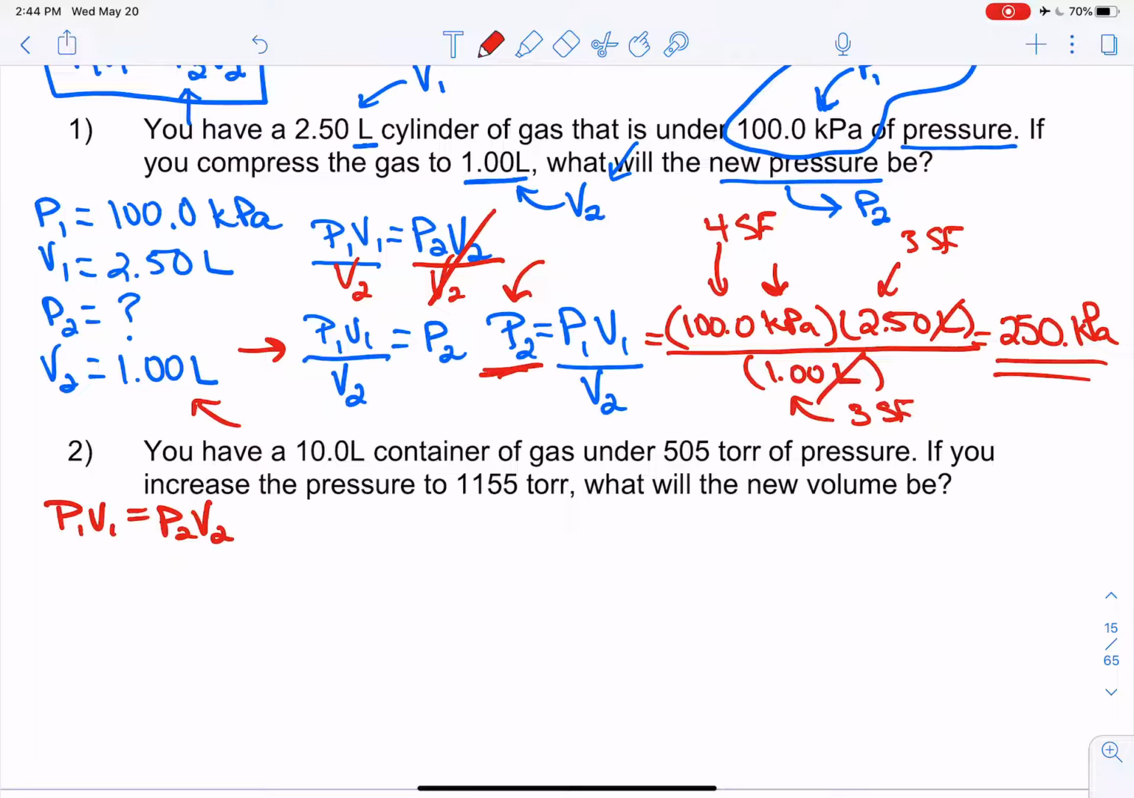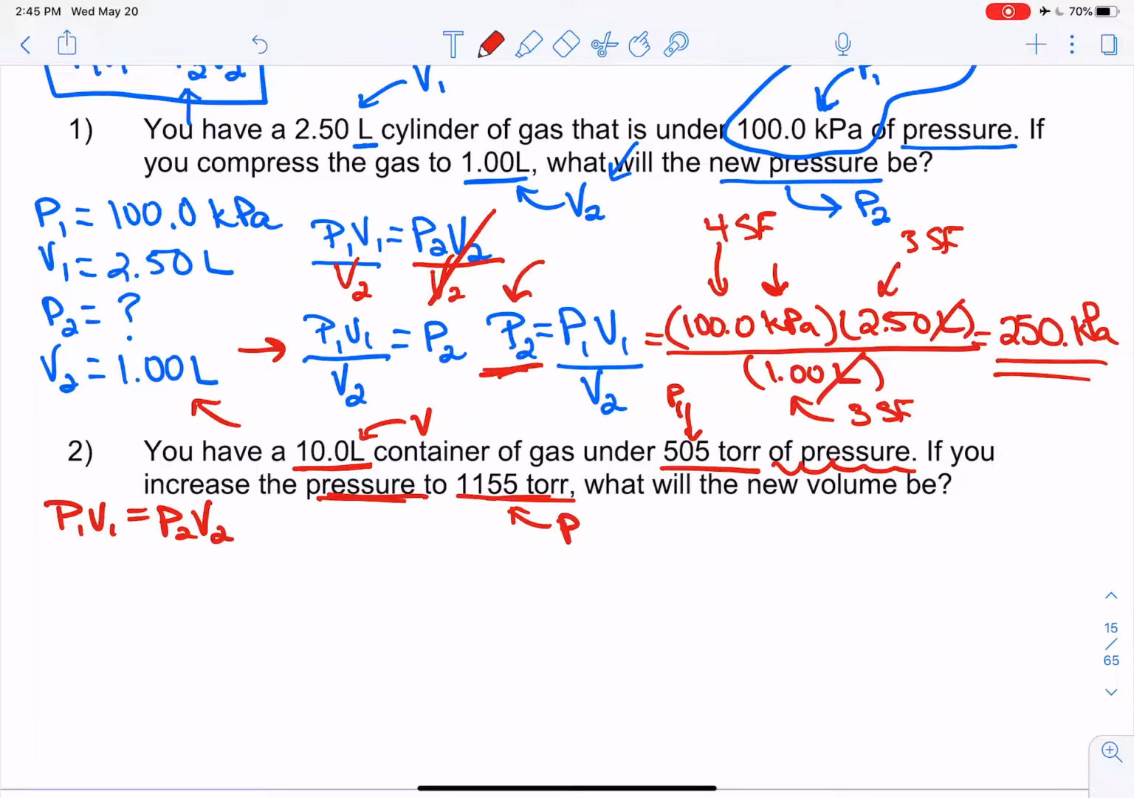All right, so 10 liters. Liters is a unit of what? Of volume. So that's a V. And the gas that's in that 10 liters has 505 torr, and it says of pressure right there. So that must be a P. And then we're going to increase the pressure to 1155 torr. So we've got another P here. So when we have two different ones, we have to have a P1 and a P2.